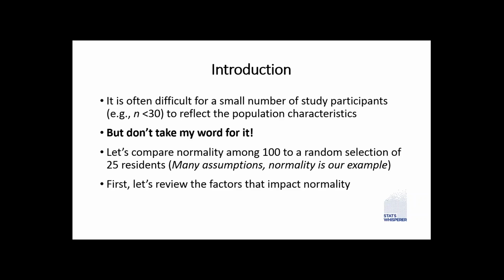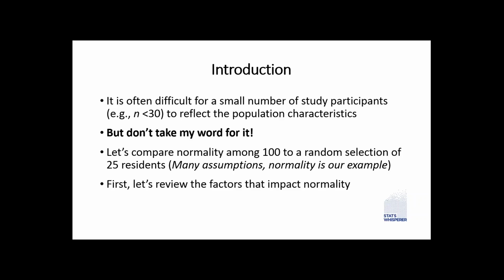So let's not take my word for it. Let's actually put this into practice and see for ourselves what we're discussing. Let's compare the normality of the full 100 residents we have. We have 100 residents in the full analysis, and their scores are normally distributed, reflecting the population. Now let's take 25 residents from there and see if those 25 residents do not reflect the population as well as the full 100.